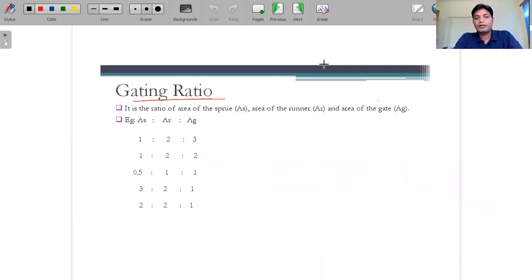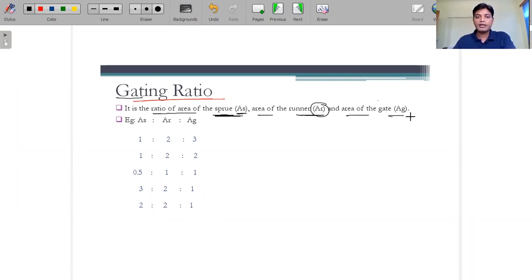Okay, great. So gating ratio is nothing but a ratio between quantities. But here this gating ratio we are defining as a ratio between three quantities, three elements we can say, and these are related elements of the gating system only. Gating ratio means this is the ratio of areas, but of three elements. First element is the sprue, that is the area of the sprue, AS. Second is the area of the runner, that is AR. And third is the area of the gate, AG.